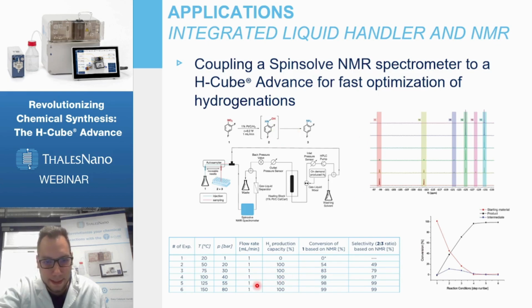And then after increasing the conditions or parameters even further, we were able to fully convert all the starting material and all the intermediates into the desired primary amine. You can see the top three spectra were already quantitative conversion. So this is a very good example of how we can incorporate third-party instruments and inline analysis into our flow applications.